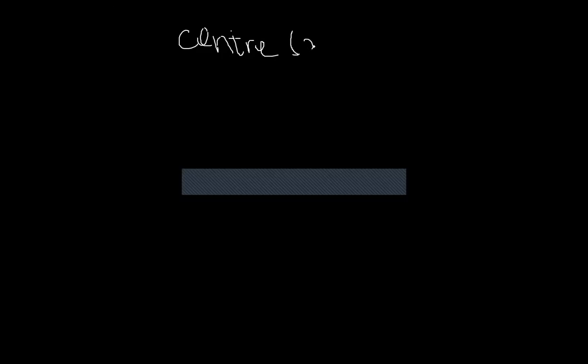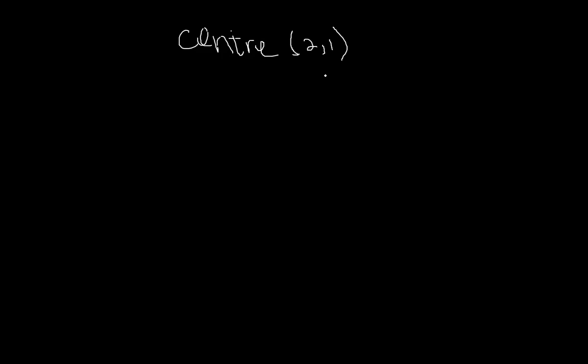Okay, so write down all the information that they gave you first. They told us that the center has the coordinates 2, 1. They also told us that it passes through a point with coordinates 10, 7. And what this question wants is the equation of the circle in general form.